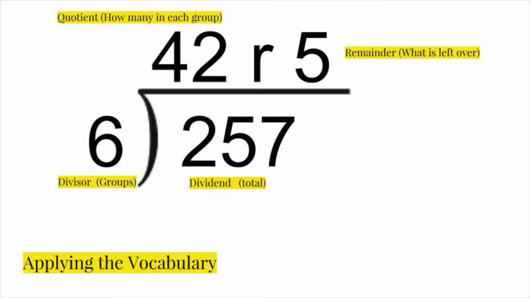Applying the vocabulary. Here, 257 is our dividend, which is our total. 6 is the divisor because we will be dividing 6 groups into 257. 42 is our quotient, which is how many are in each group. 5 is our remainder because it is what is left over.